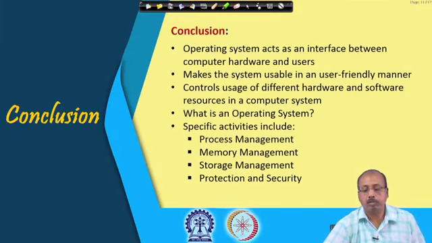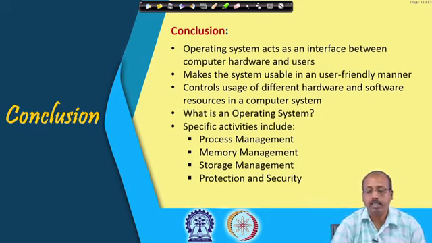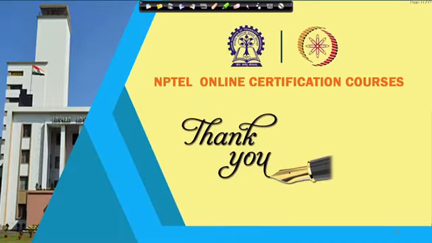To conclude, the operating system acts as an interface between computer hardware and users. It makes the system usable in a user friendly manner and controls usage of different hardware and software resources in a computer system. We have discussed what an operating system is, and we have seen the specific activities: process management, memory management, storage management, protection and security. In successive classes, we will look into these one by one and continue.